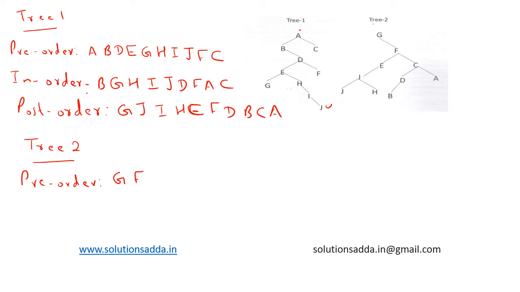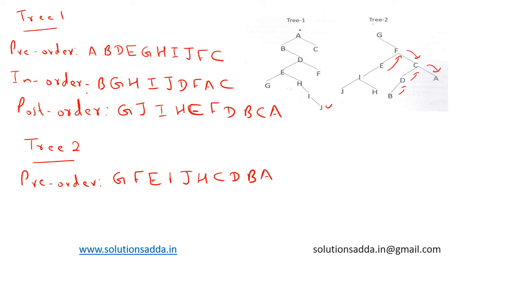In right we encounter F, then we move to left of F, we reach E, then we move to left of E, we reach I, then we move left, we reach J. Once we reach J, we trace back to I, then we move to its right, so we print H. Now we trace back and we print E, F. Now we directly print this root's right, so we print C, then we print D, then we print B, then we trace back and we reach here, then we print A. So this is the pre-order traversal.